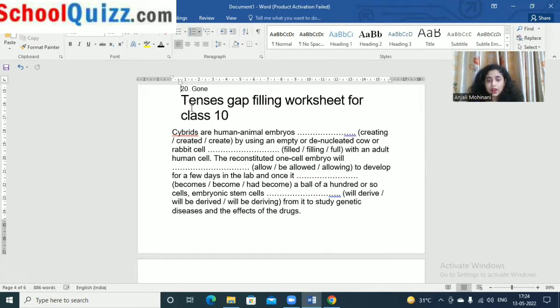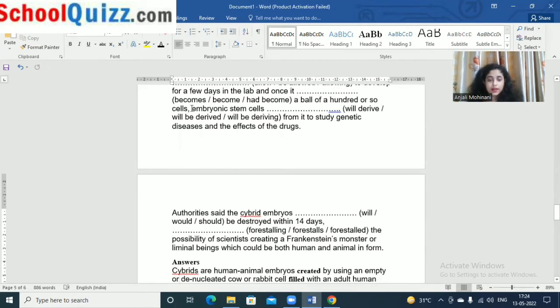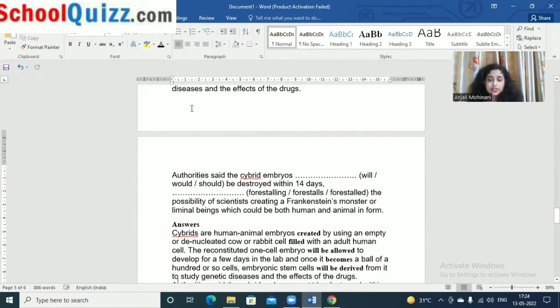So I hope until now you have read it, right? So moving further, see another paragraph is there. Now authorities said the hybrid embryos will be destroyed within 14 days. Now next is dash the possibility of scientists creating a Frankenstein monster or liminal beings which could be both human and animal form. So here, forestalling the possibilities of scientists creating a Frankenstein monster. So we have used this. Now let us see the answer given to us.